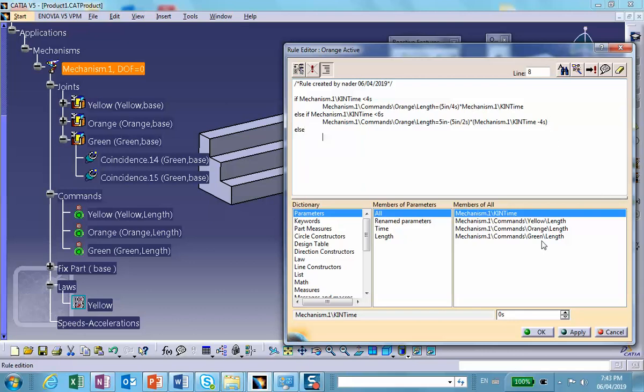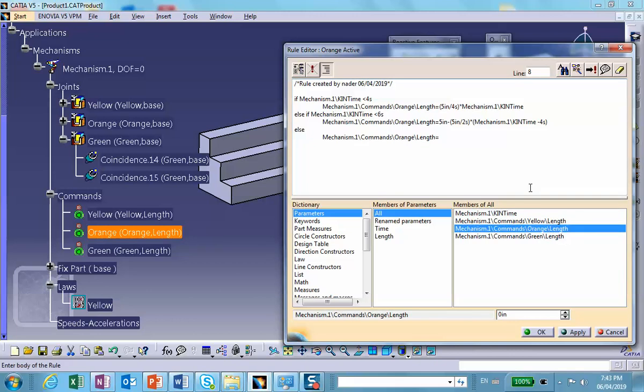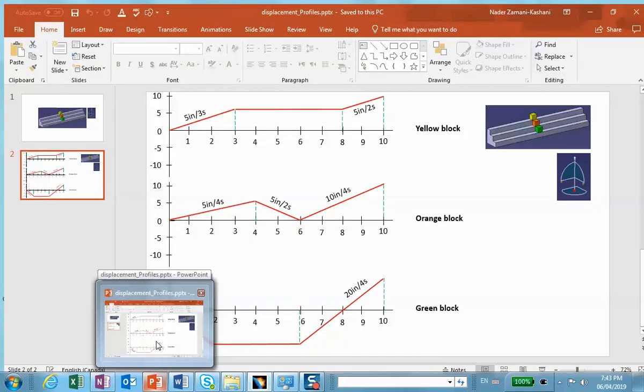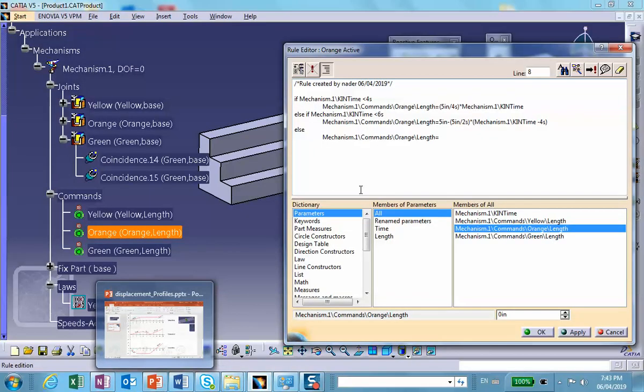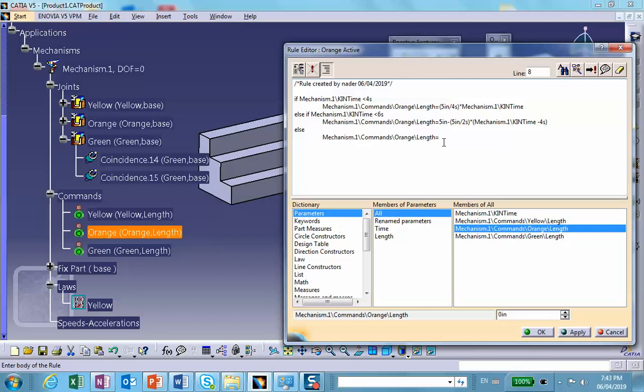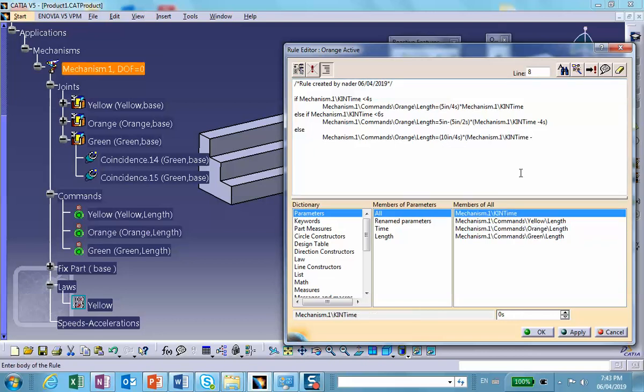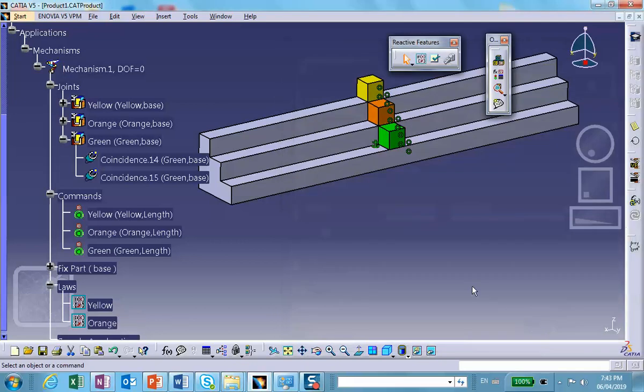The orange command is equal to, well, it starts at 0 because you know that at 6 seconds it reaches 0, and it goes with the speed of 10 inch in 4 seconds. So it's going to be 10 inch in 4 seconds, oops, backward, times parentheses time minus 6 seconds. Yep. Let's hope that I didn't make any mistake here. I think that's all right. So we say okay.